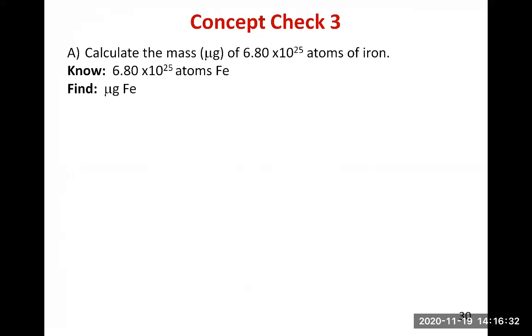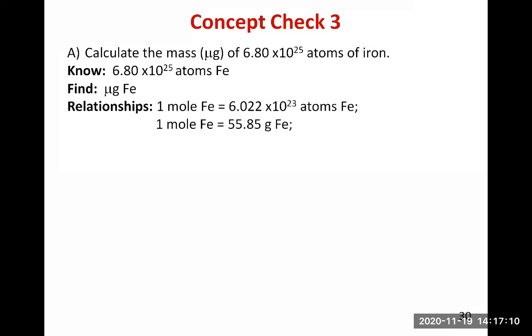So, from atoms, you need most likely to go to moles, and then from moles to grams using the molar mass, and then from grams to micrograms using the definition of the microgram. So we will need the fact that there is 6.022 times 10 to the 23rd atoms of iron in a mole of iron. This will allow us to change atoms to moles. Once we have a number of moles, we can change that to grams of iron using the molar mass of iron. For this, you need your periodic table, and you should find that the molar mass of iron is 55.85 grams of iron.